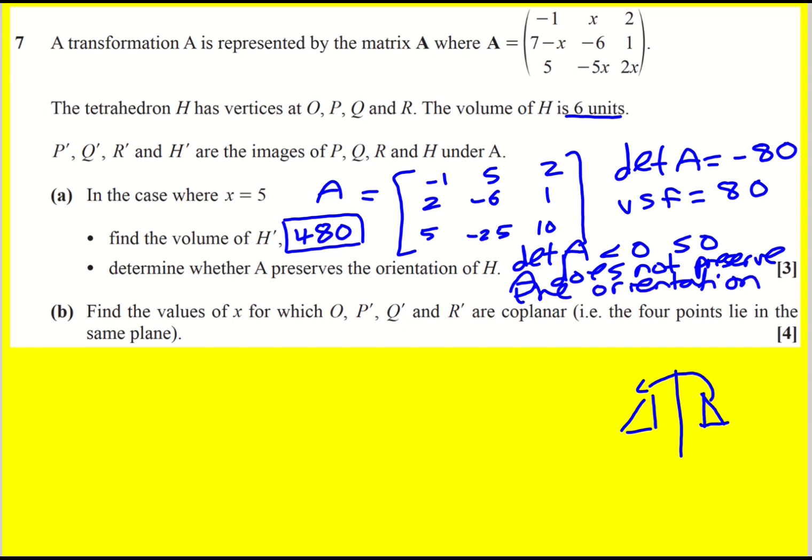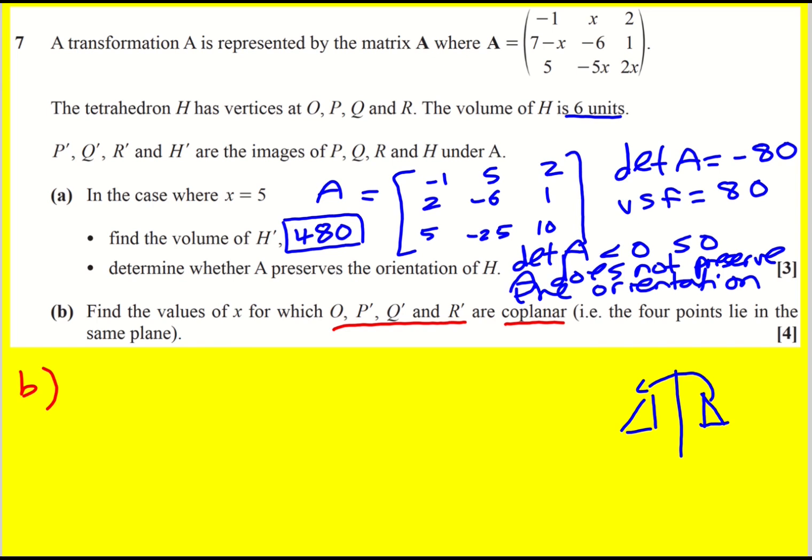Okay, I would show how to do the determinant by hand, but we're actually going to have to do it in part B, so I'm going to skip it. But of course, you could do it by hand rather than using a calculator. In part B, we're asked to find the values of x for which these transformed points are coplanar. So the 4 points now lie in the same plane.